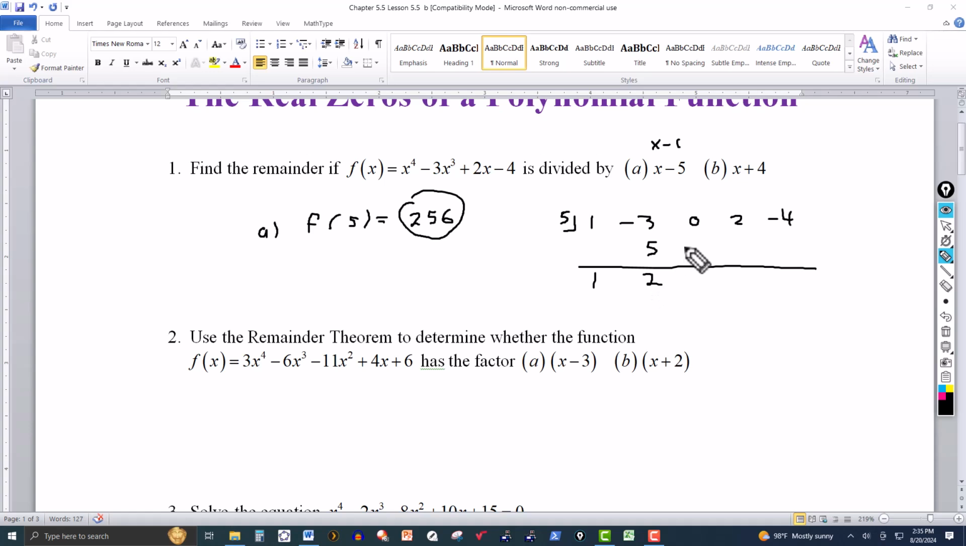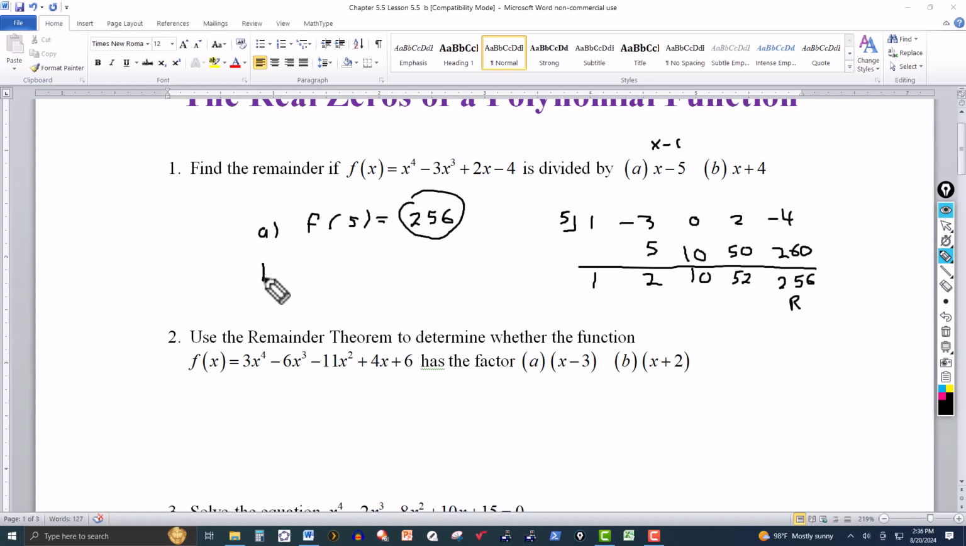5 times 2, that's a 10. Add, we get a 10. 5 times 10 is 50. Add, we get 52. And then 5 times 52 is 260. Add, we get 256. And this is the remainder. We get the same thing from one of those theorems.